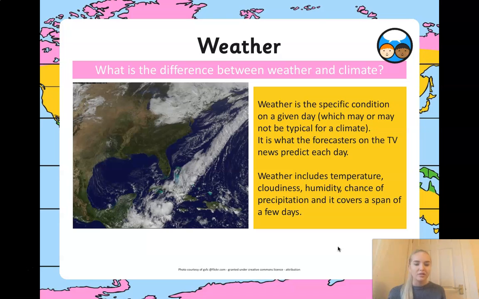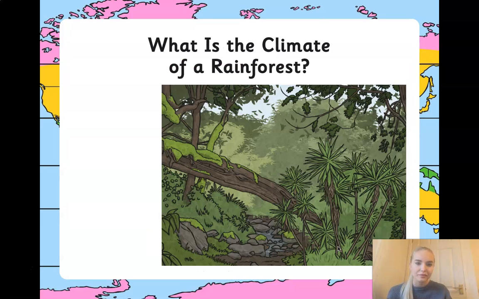And the weather includes the temperature, so how many degrees it is, the cloudiness, the humidity, the chance of precipitation, so that water being released from the clouds in the form of water or freezing rain or snow or sleet or hail. And it usually covers a span of a few days. So you could have a look at the weather app on your phone, or you could go into Google and type the weather. And maybe today it might be 5 degrees, but tomorrow it might be 7 degrees. And that changes every day. But the climate stays the same over a really long period of time.